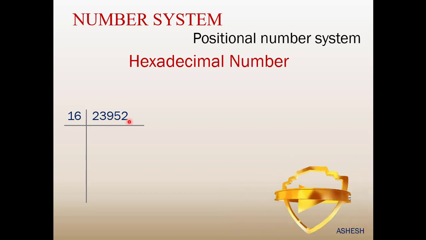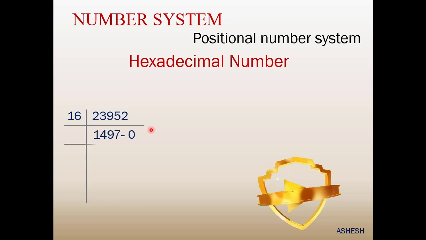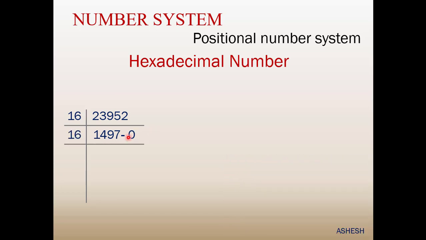23952 is a decimal number. We will convert that number to a hexadecimal number. Then 23952 divided by 16 will get 1497 as quotient and 0 as remainder. Again 1497 divided by 16 will get 93 as quotient and 9 as remainder. Again 93 by 16 will get 5 as quotient and 13 or d as remainder.